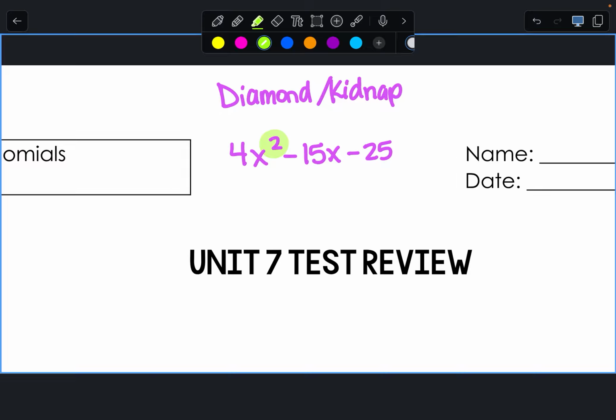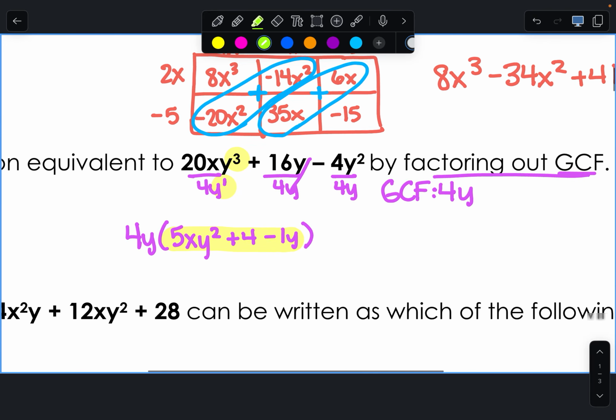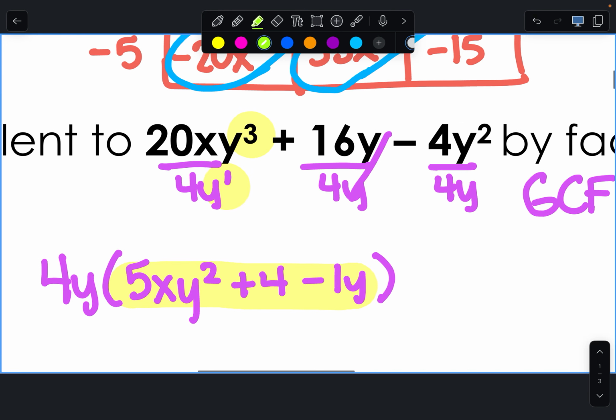If you look at it, it is a trinomial. There's only one variable. There's only an x in the trinomial. And the highest exponent is 2. Okay? Now look at this one. This is a trinomial, but the highest exponent is 3. And it also has a mixture of x's and y's. So you can't use diamond method on this one.